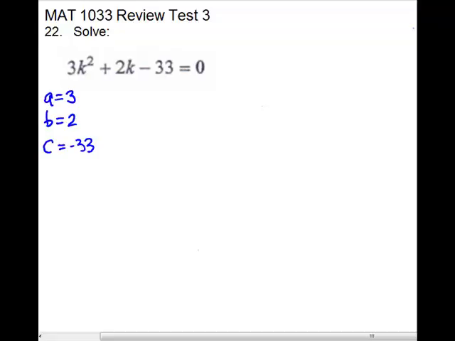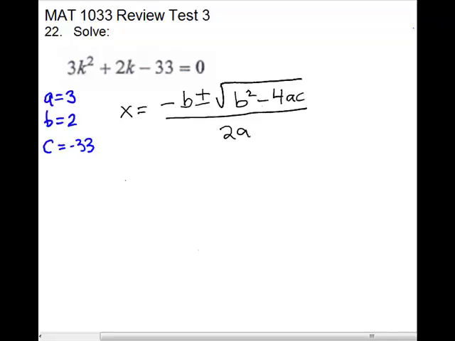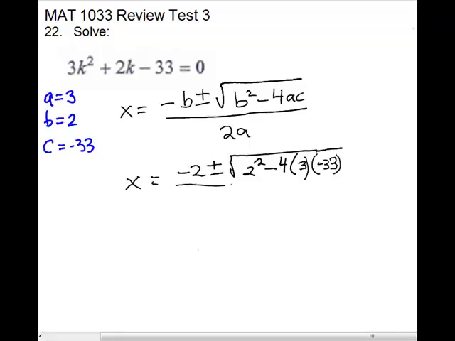Let's write the quadratic formula. So x is equal to negative b plus or minus the square root of b squared minus 4ac all over 2a. Then we will plug in. So negative b, so the opposite of b is 2, so it will be negative 2 plus or minus the square root. B squared will be 2 squared minus 4 times our A, which is 3, times our C, which is negative 33, all over 2 times 3.